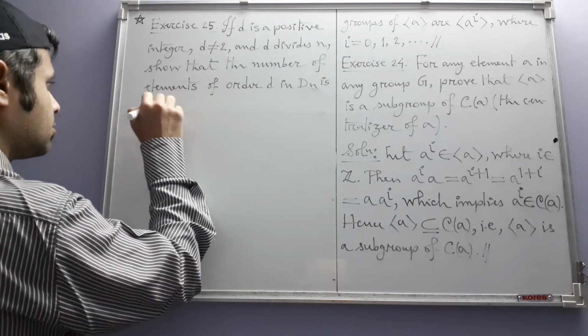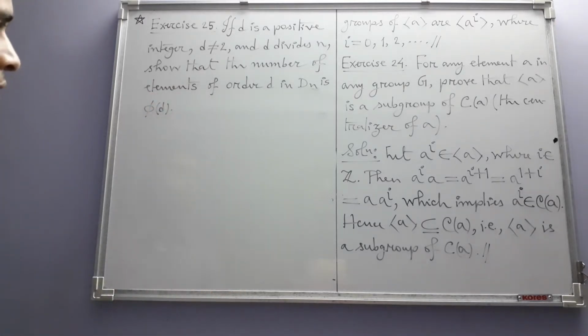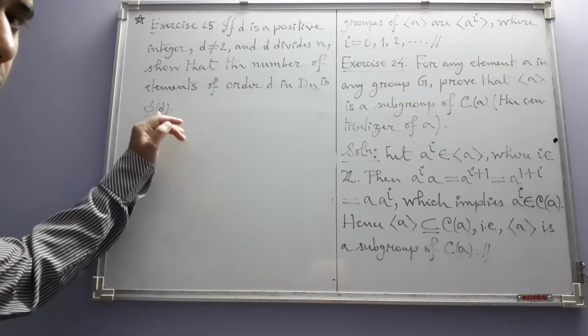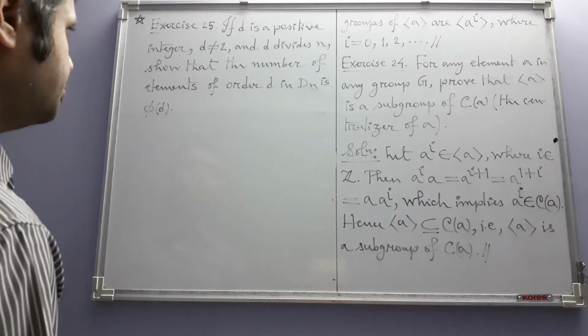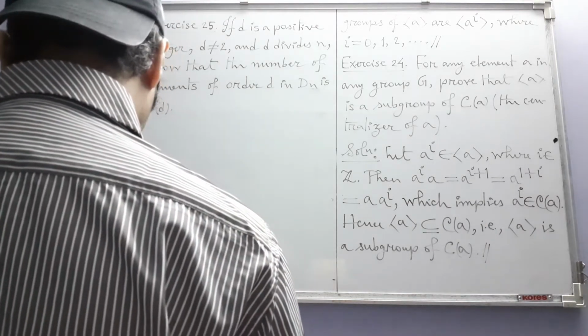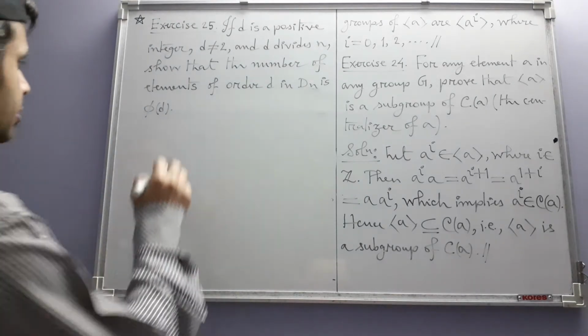phi of d, where phi is Euler's phi function, which calculates the number of positive integers less than d and relatively prime to d. Okay, so that is the first step. And also, how many elements of order 2 does Dn have?